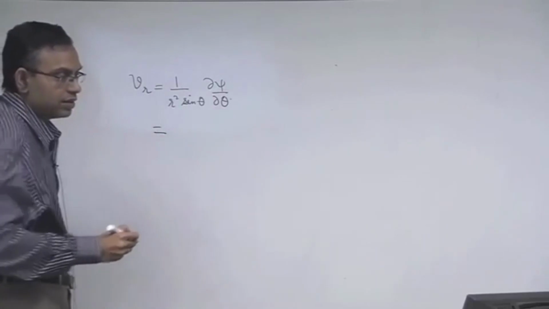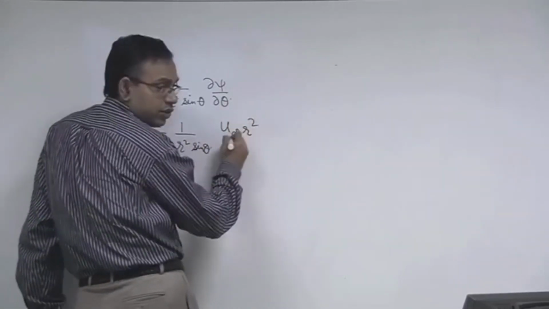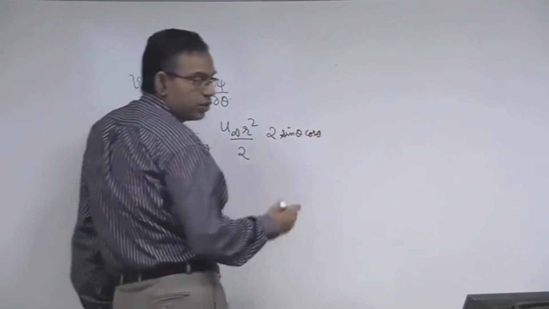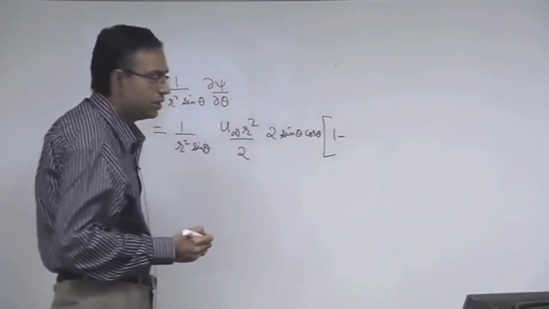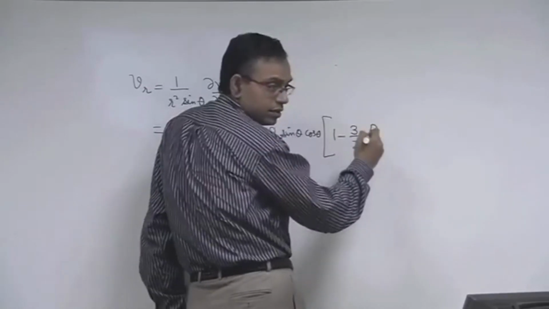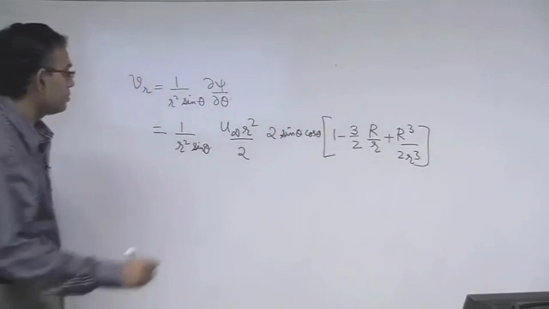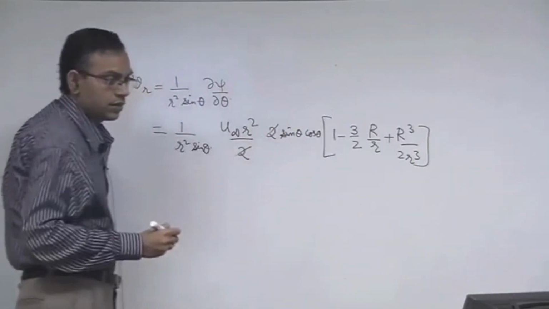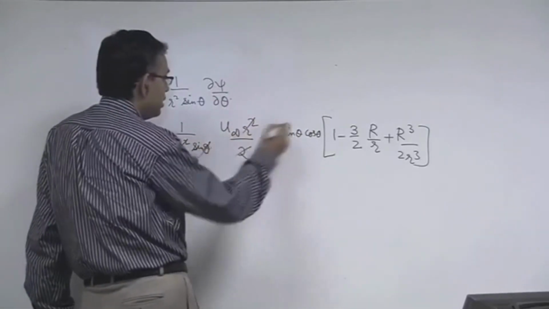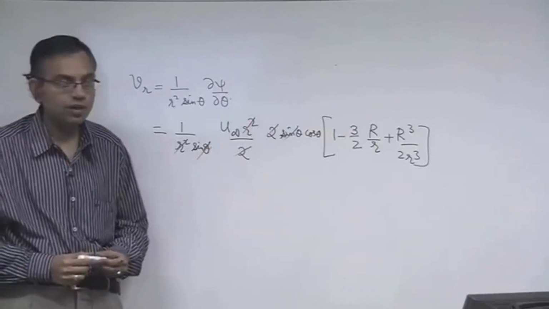So, that is 1 by r square sin theta into u infinity r square by 2 sin theta cos theta into that function which tends to 1 as r tends to infinity. So, 1 minus 3 by 2 capital R by small r plus capital R cube by 2 r cube. So, r square gets cancelled out, sin theta gets cancelled out. So, it becomes u infinity cos theta into that function given in the square bracket. So, that is what is Vr.